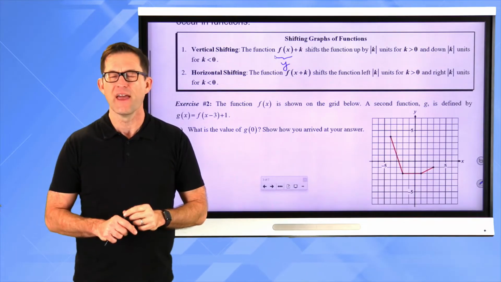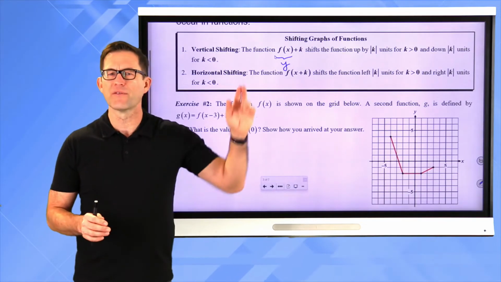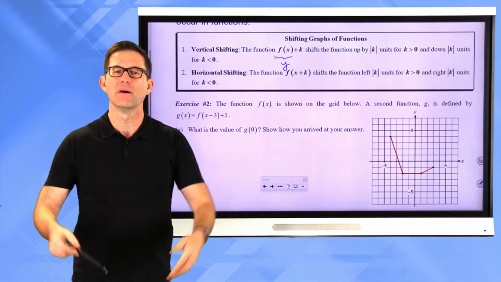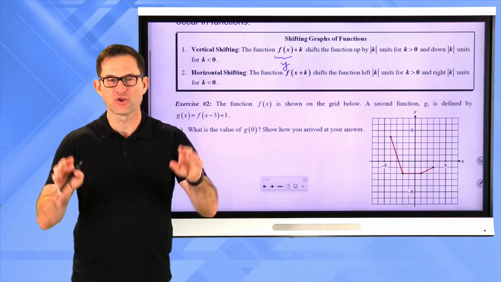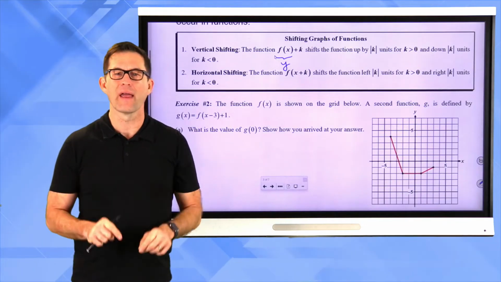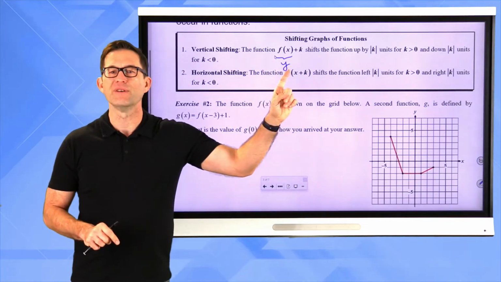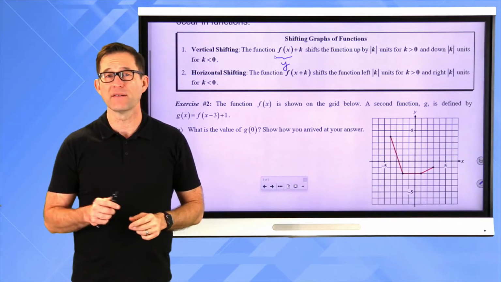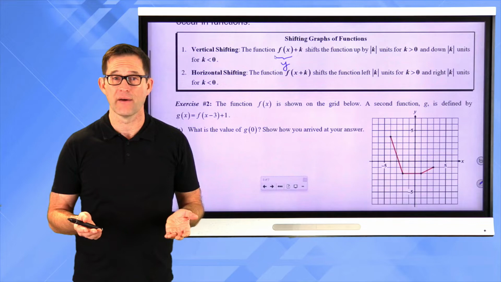And that's a little counterintuitive, right? The vertical shifting works exactly the way you want. Add to the function, go up. Subtract from the function, go down. On the other hand, the horizontal shifting, if we subtract from the x variable, we shift to the right, and if we add to the x variable, we shift to the left.